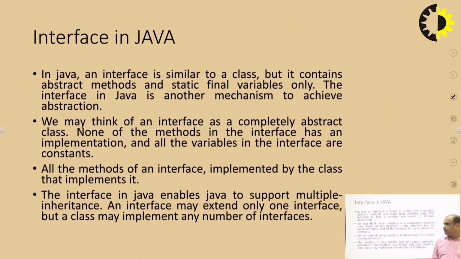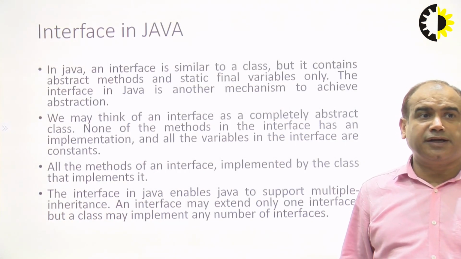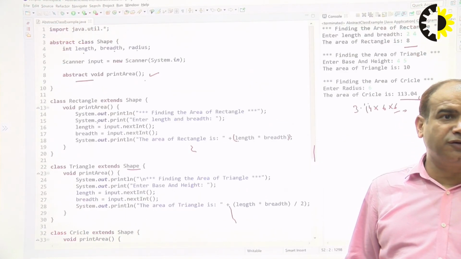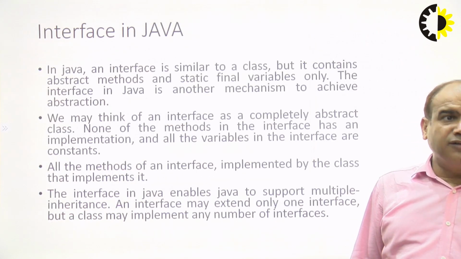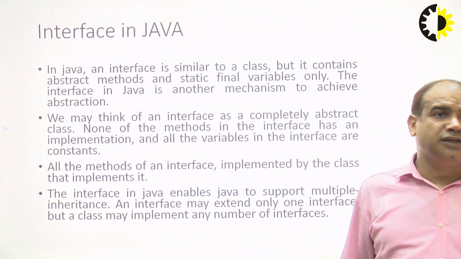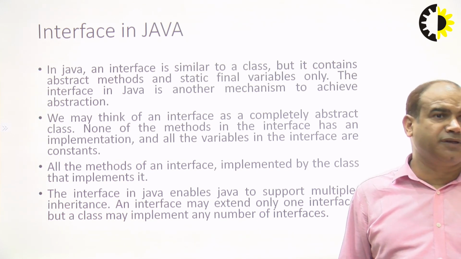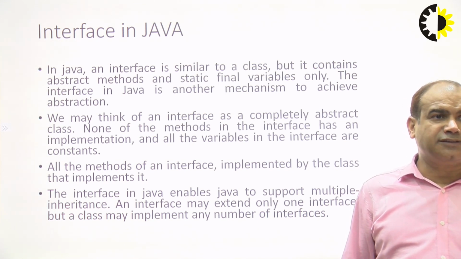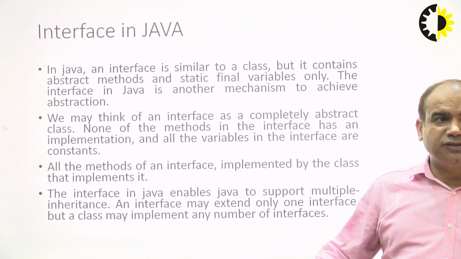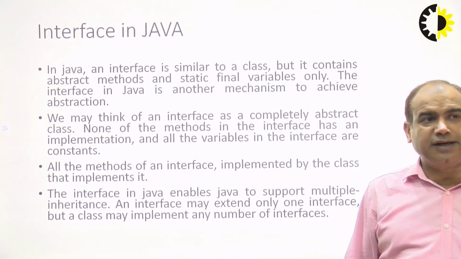If I talk about interface in Java, it is similar to a class, but it contains abstract methods. I already told you about abstract methods. So interfaces are 100% pure abstract classes, and the variables will be static final. The interface in Java is another mechanism to achieve abstraction. So we may think of an interface as a complete abstract class.